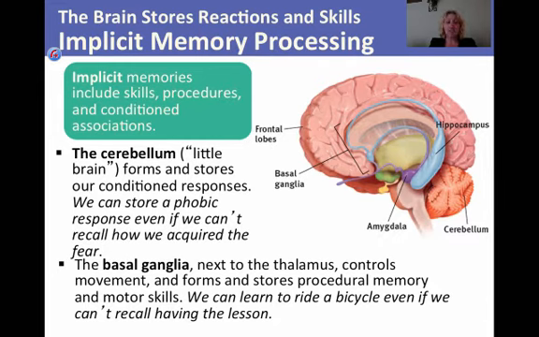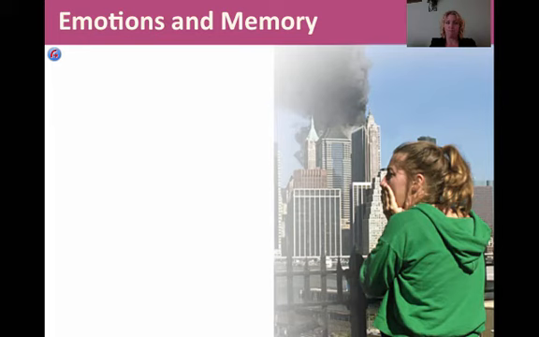Okay, so for explicit memories, the storage process occurs in our hippocampus. For implicit memories, the storage process occurs through our cerebellum and basal ganglia.